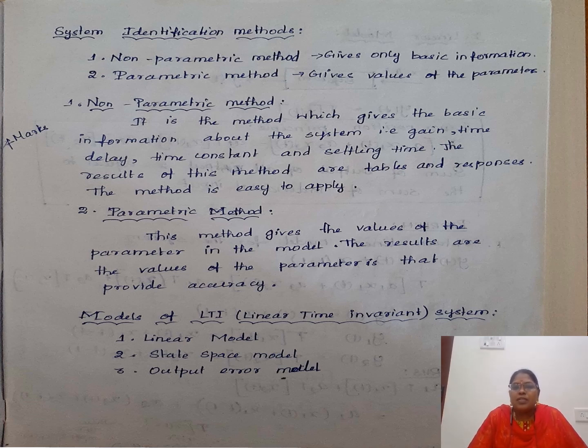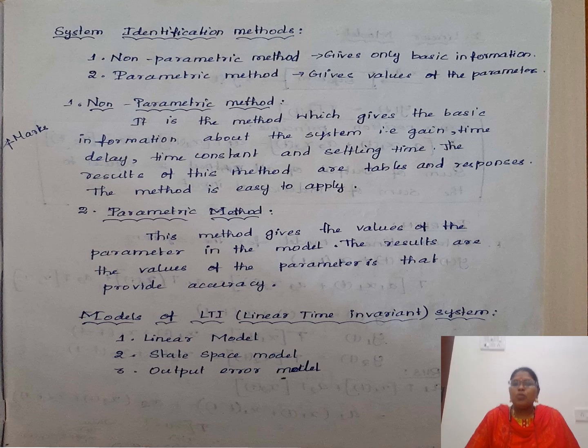Whereas the parametric method gives the values of the parameters in the model. So the results are the values of the parameters that provide accuracy. In parametric methods, the results, when compared to the non-parametric method, are more accurate, and the parameters in the model are nothing but some parameter values. Those values are very important for identification. We have to choose those values properly to get the accurate model.